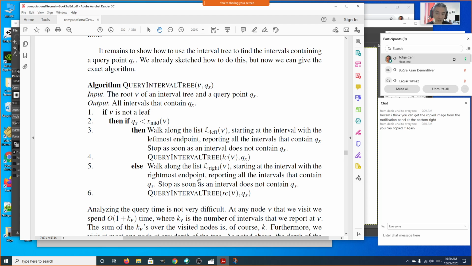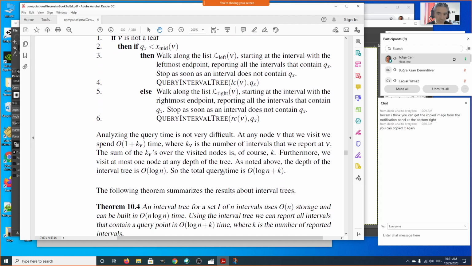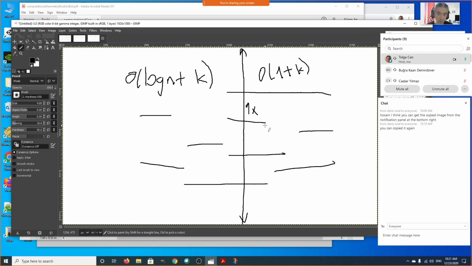Starting at the interval with the rightmost endpoint, we report all of the intervals that contain QX, and we stop as soon as an interval does not contain QX. That's the k plus 1 that we are spending. All right, so it's a fairly straightforward data structure, but it helps us solve this problem that I showed here.